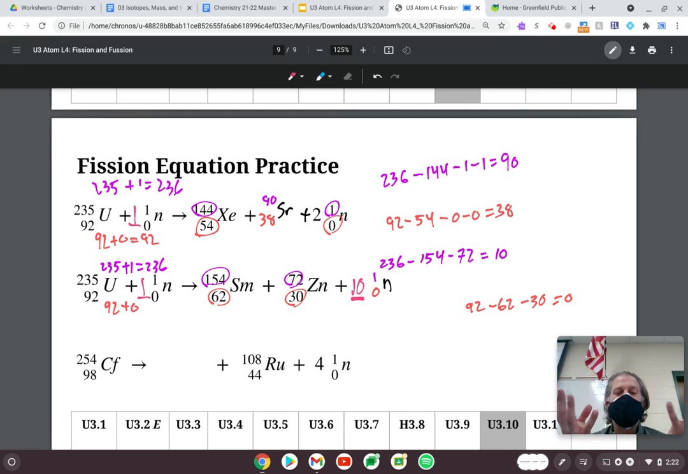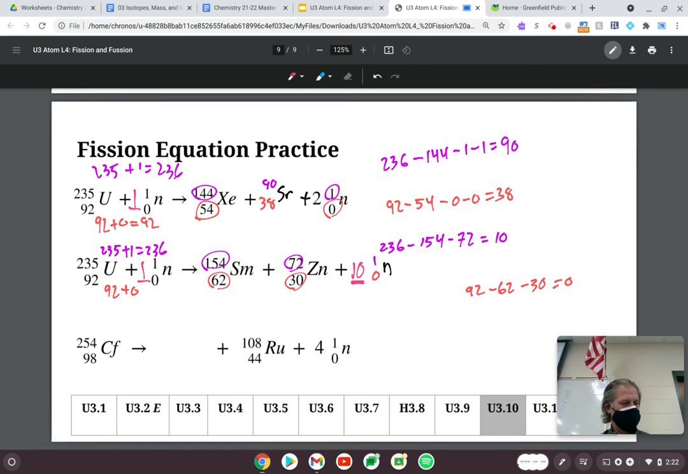But I still had to account for all of the things. So I needed 10 neutrons. Like in the one up above, I ended up taking 236 minus 144 minus 1 to indicate there were 2 neutrons. So you move the number over if it's a neutron. Yes. Well, okay, try the next one. The last one.